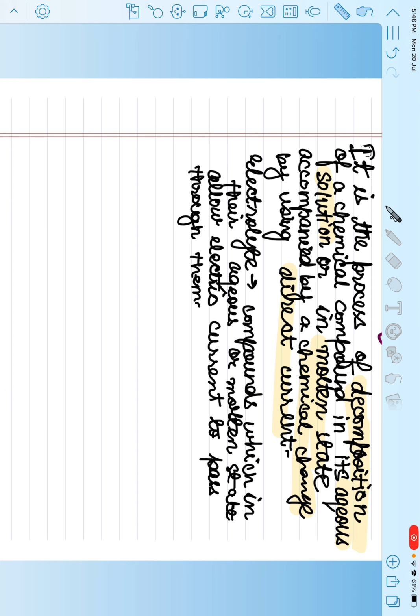वो ऐसे कुछ केमिकल कंपाउंड्स होते हैं जिससे अगर उसके एक्वियस और मोल्टन स्टेट में उसे आप करंट पास करवाते हो तो ये करंट को पास होने देता है. Okay, so that is it. The chemical compounds which in their aqueous or molten state allow the passage of electric current through them. ठीक है, that is the entire concept of electrolyte. And what is electrolysis? It is a process of decomposition of a chemical compound in its aqueous solution or its molten state, accompanied by a chemical change by using direct current. तो ये हमें याद रखना है.